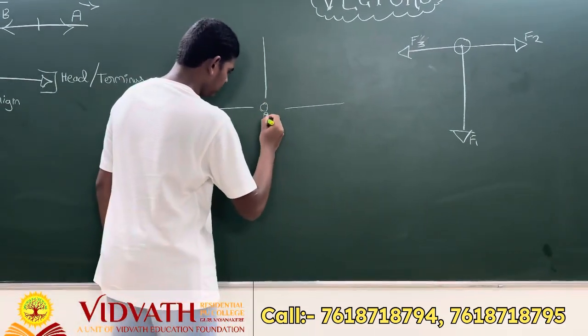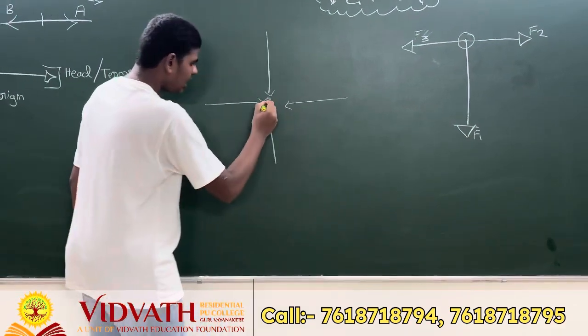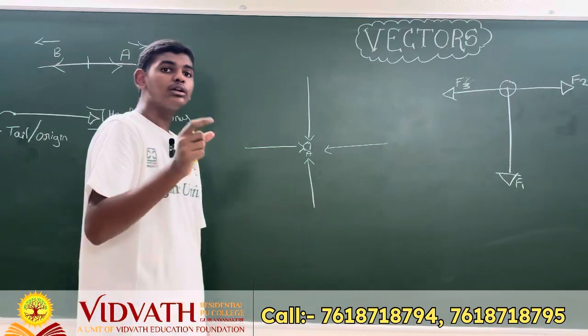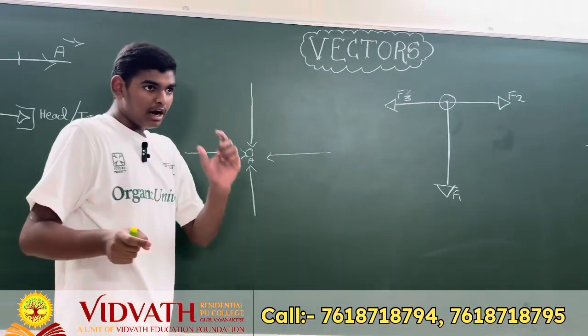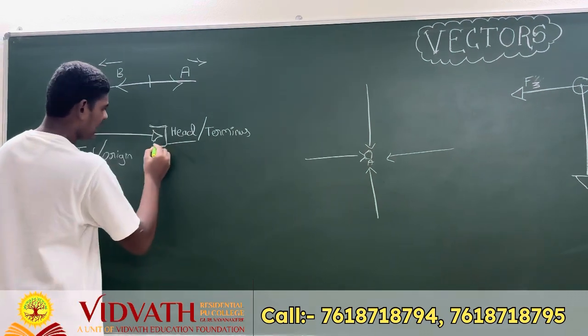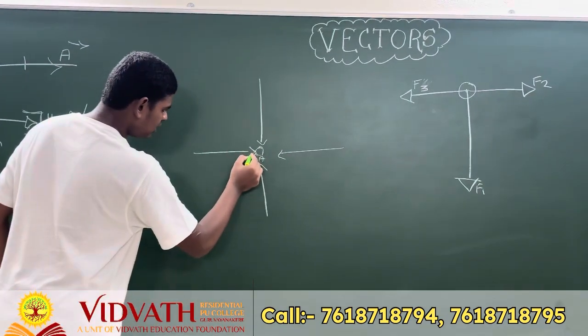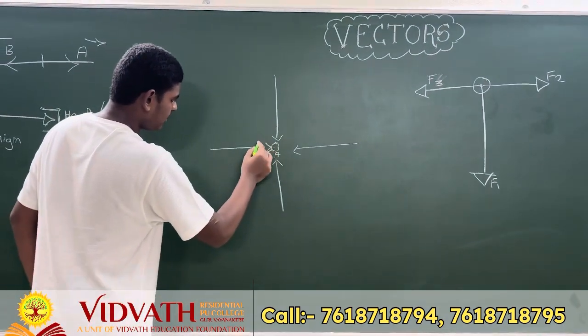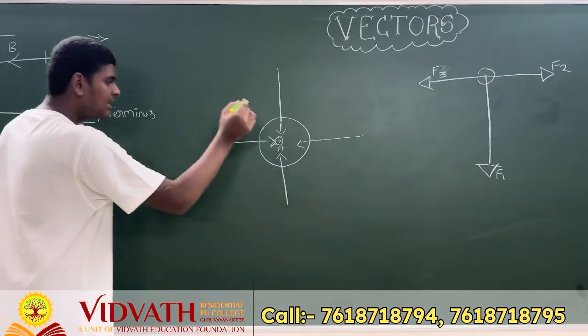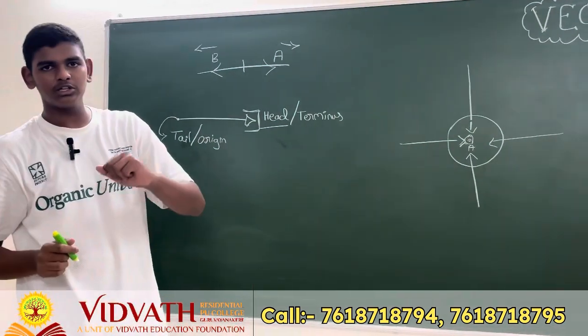Now what do we observe here? That all of these vectors are moving towards one same point. This is known as coterminous vectors. Terminus for short stands for head, which is this part. When the head of more than one vector moves towards one same point, these are known as coterminous vectors.